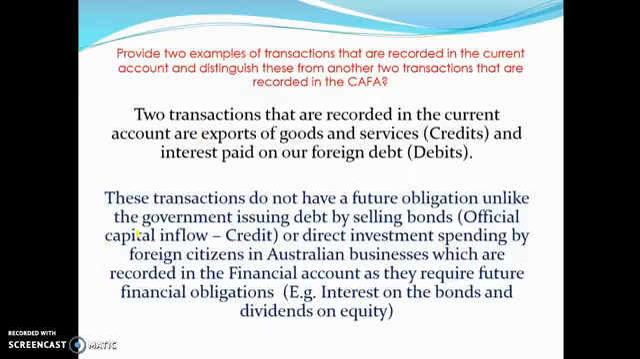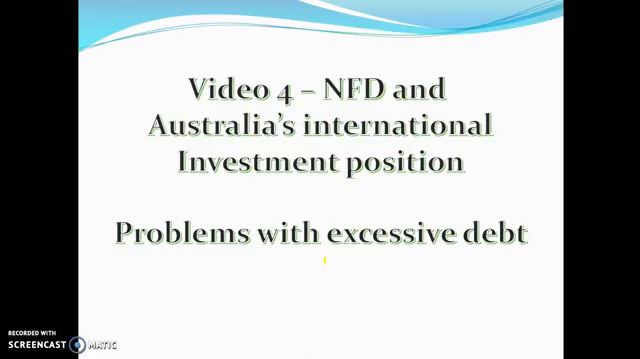And lastly, exactly the same question. Transactions in the current account have no future obligation, which is unlike other accounts, like the government issuing bonds or direct investment, which is like buying shares. That would be included in the financial account. Thank you.